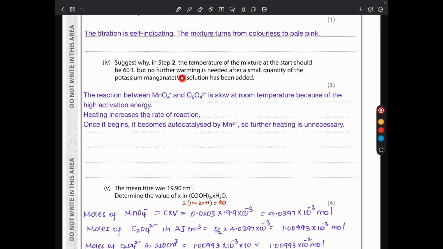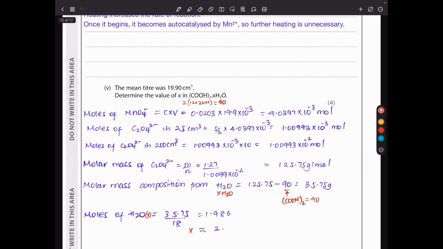This is because initially temperature is going to boost the reaction since the activation energy is a little bit high. But as soon as the Mn2+ is produced, it acts as a catalyst, auto-catalyzing the reaction. So I say the reaction between that and that is slow at room temperature because of the high activation energy. Heating increases the rate of reaction once it begins because it becomes auto-catalyzed by Mn2+. No further heating is necessary.